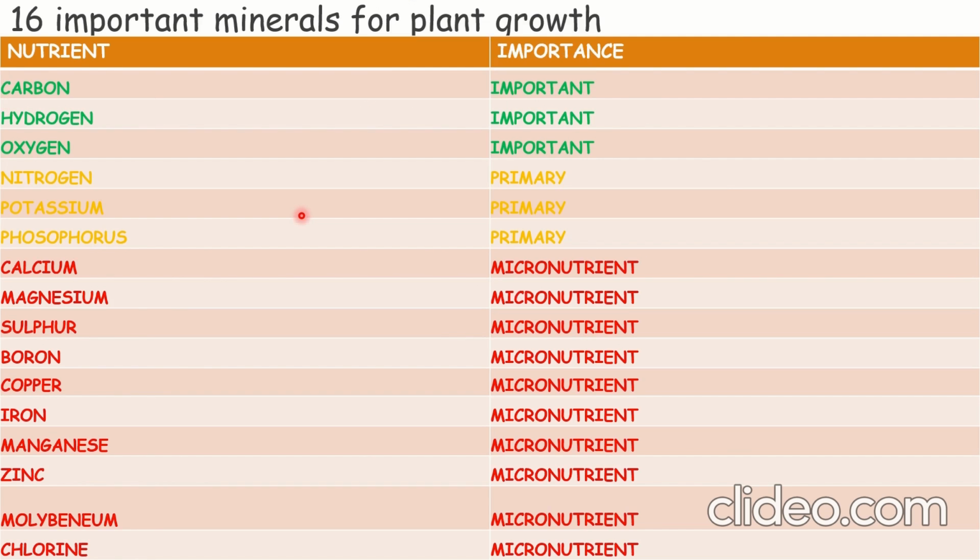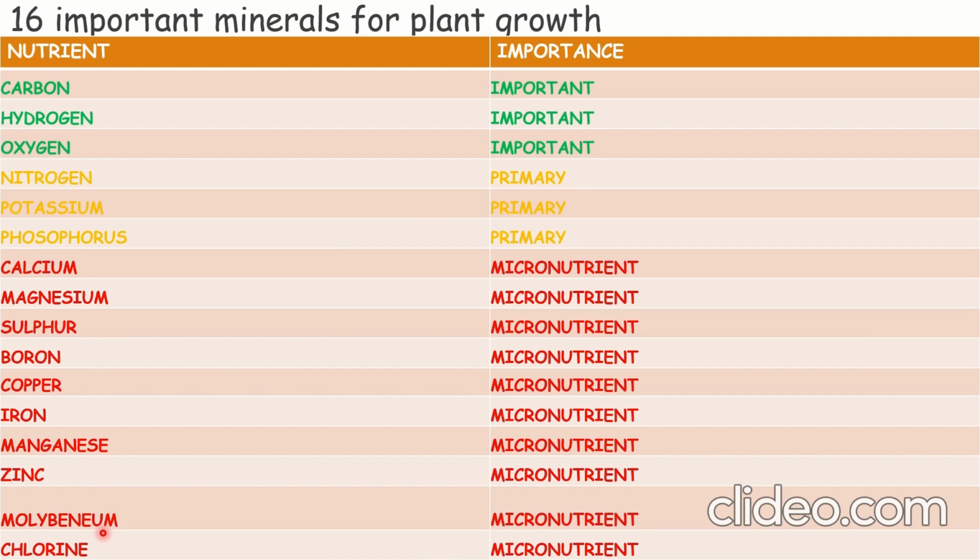Next come nitrogen, potassium and phosphorus. They are primary minerals, next important to carbon, hydrogen and oxygen. You might have heard about NPK minerals or NPK fertilizers. They are these: nitrogen, potassium, phosphorus. Next come the micronutrients, which are required in small amounts. Calcium, magnesium, sulfur, boron, copper, iron, manganese, zinc, molybdenum and chlorine are micronutrients.